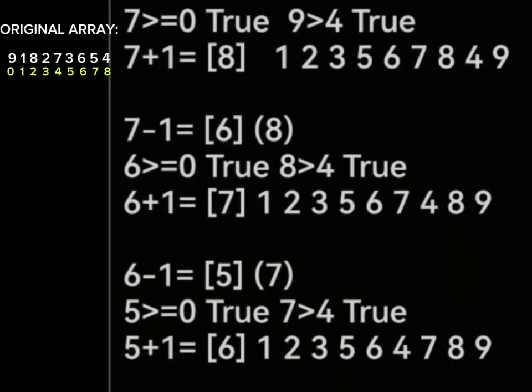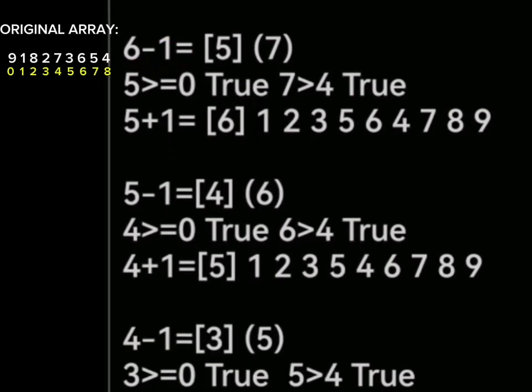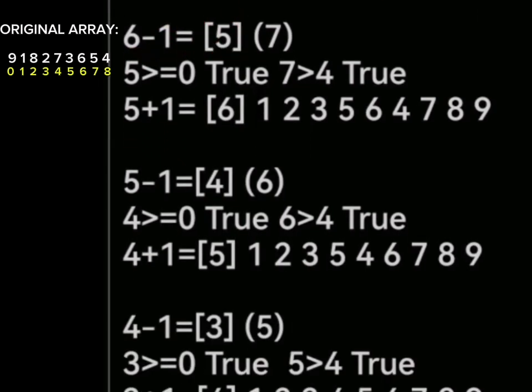Next, we will now decrement again. 6 minus 1 is 5. So, yung laman po ng index 5 is 7. 5 greater than or equal to 0, true. 7 greater than 4, true. So 5 plus 1 is 6. So ililipat po natin yung 7 sa index 6. So andito na po siya.